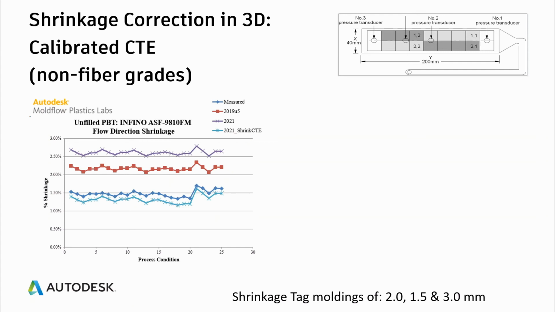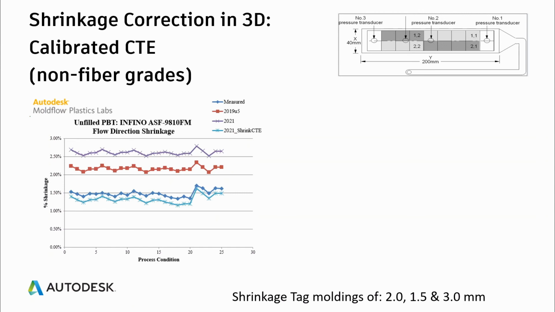I'll show you an example here of an unfilled PPT material, the same one that I'd shown earlier regarding crystallization effects. And again, we're looking at the flow direction shrinkage. And you had already seen the measured values, which are shown in dark blue, the prediction from Moldflow Insight 2019, and the new prediction, which included the crystallization effects. In addition here, in light blue, you can see the updated prediction where we've used the shrinkage calibrated coefficient of thermal expansion. And as we would expect, this brings the predictions quite close to the measured flow direction shrinkages.